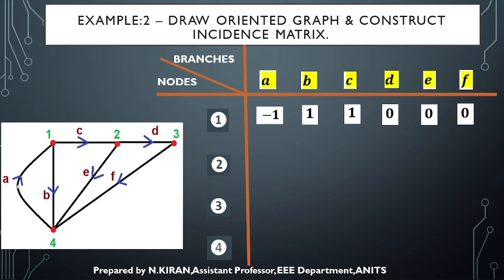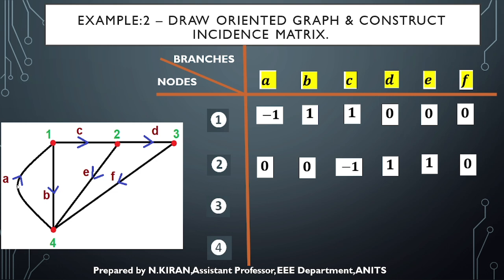For the second node, A and B are nowhere related, so 0. C is towards, minus 1. D is away, plus 1. E is away, plus 1. F branch is nowhere related to the second node.